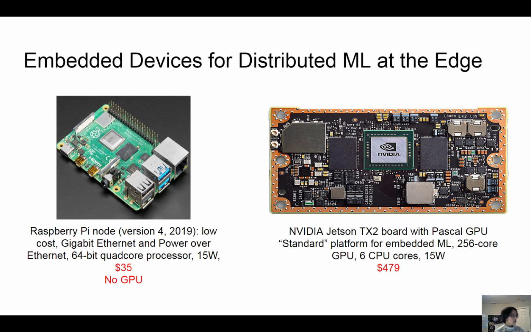The first one is the one that is used for anomaly detection. It's a Raspberry Pi node. It does not have a GPU, and it's much less expensive, whereas an NVIDIA Jetson TX2 is more expensive and has a GPU backend, and this is what we use for object detection.